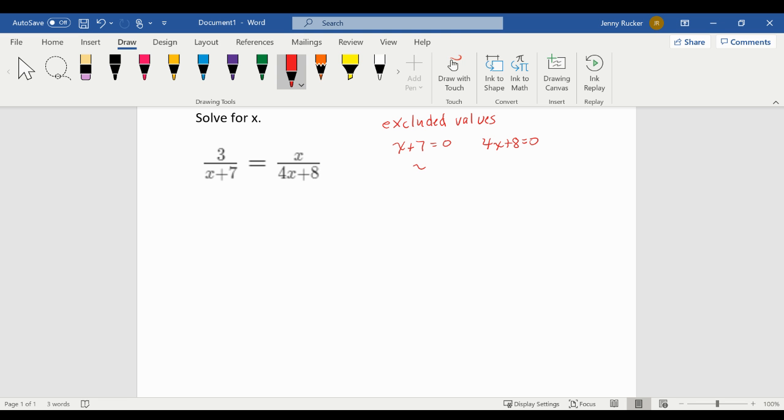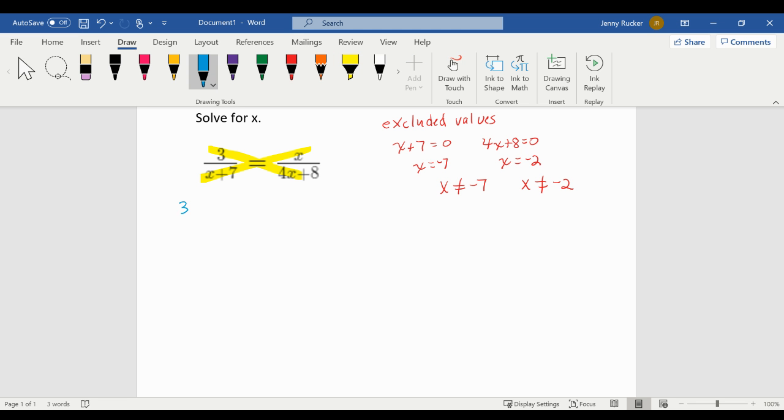When we solve these, we get x is equal to negative 7 and x is equal to negative 2. So therefore, x cannot equal negative 7 and x cannot equal negative 2. Those are excluded because they make the denominator go to 0. Now we're ready to solve, so we'll cross multiply.